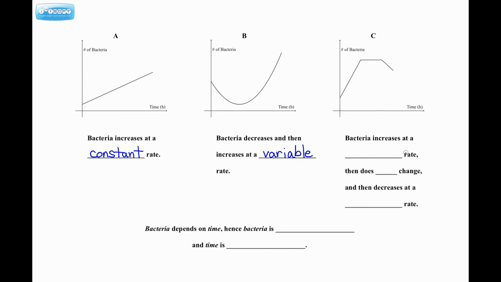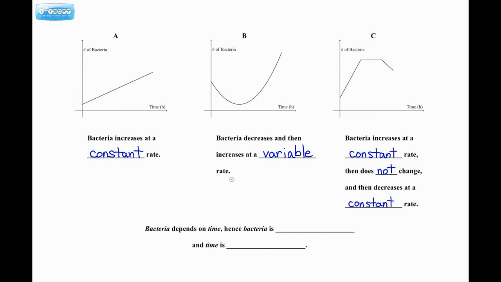And the last scenario, scenario C. Bacteria increases at a constant rate because the line is straight. But then it levels off. So the number of bacteria does not change with time. So the line is horizontal. And then decreases at a constant rate. And we can say constant because that line segment is straight.